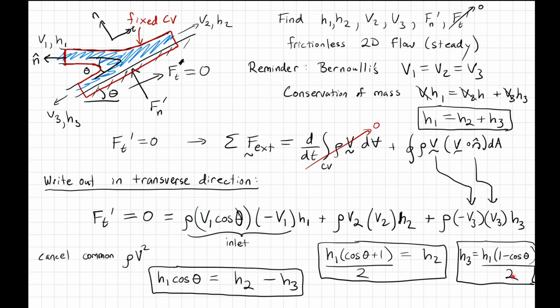So you would end up with h1 over 2 as the value of h3. So everything is totally physically consistent here. Let's check. There's one thing that we haven't done yet. So that establishes everything except for the normal component of the force.